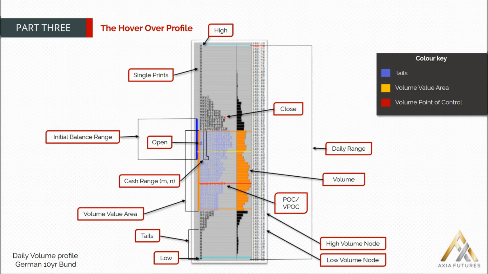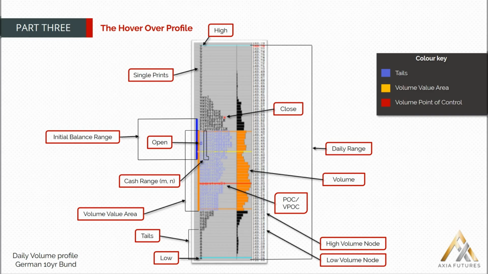We then have the cash range. The cash range traditionally is the first hour of trade once the cash begins. Now again, in the European session, the cash trade tends to open an hour after the futures open. In the US, this is very different. So again, note the time differences. If you're unsure, you can find out more information on either the CME website, the Eurex website, or the Life website.